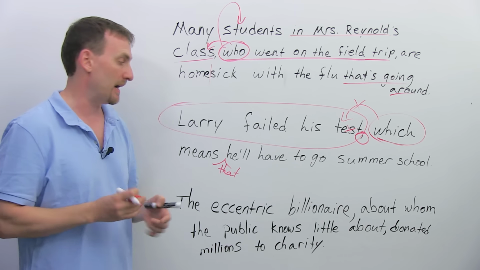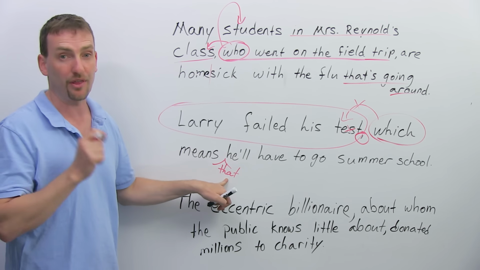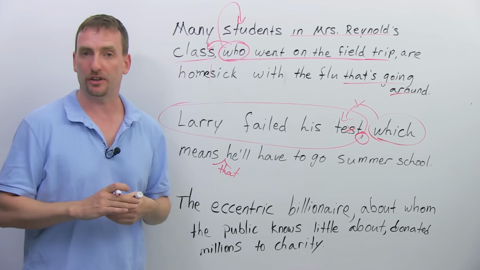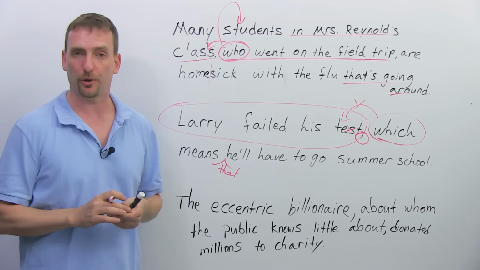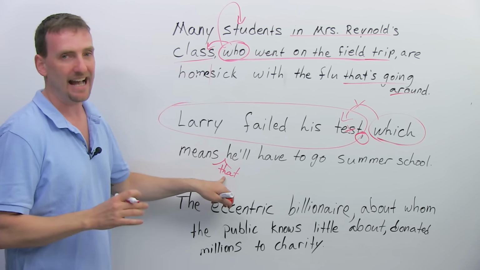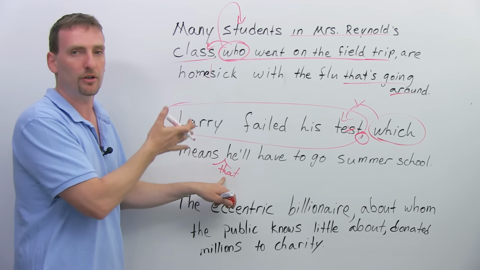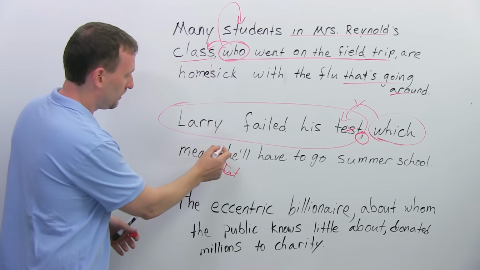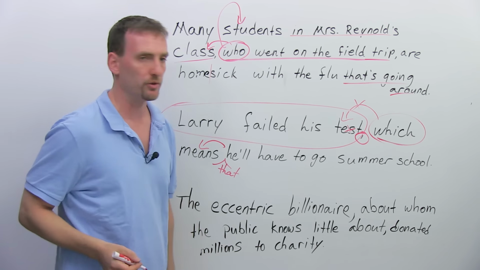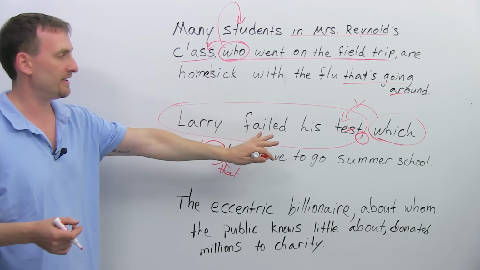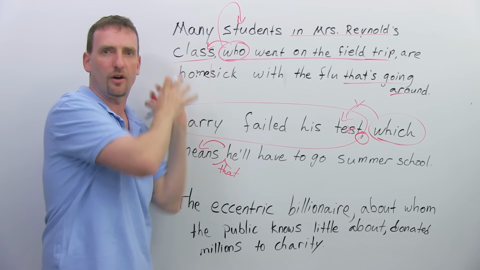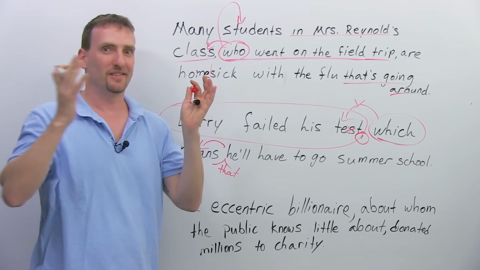Another thing you have to keep in mind is that the pronoun that can also begin a noun clause. If you're not sure about noun clauses, I have a video about those. You can check that out and learn about noun clauses. In this particular case, the noun clause acts as an object to the verb means. Means what? That he'll have to go to summer school. So again, you have a clause inside a clause, and the whole clause is about the whole other clause. Confusing?